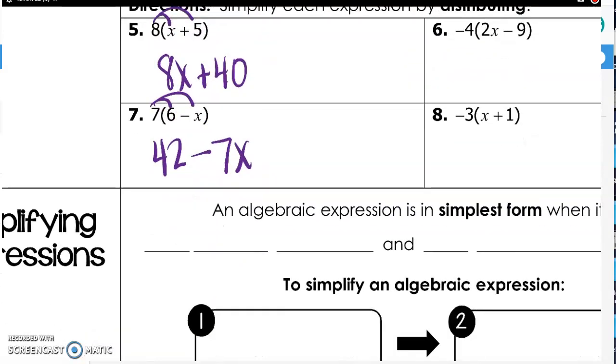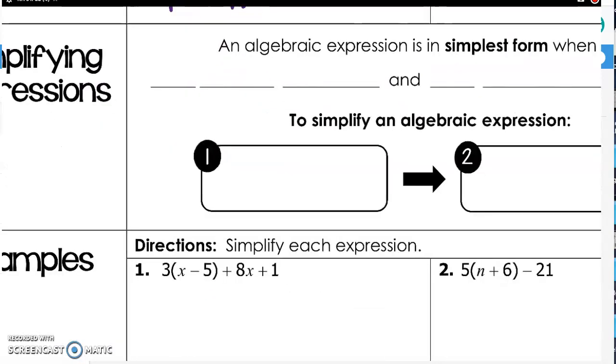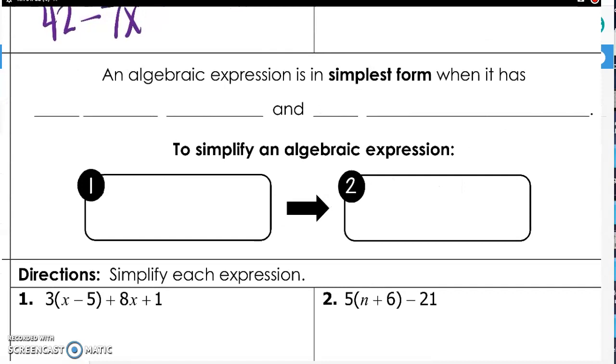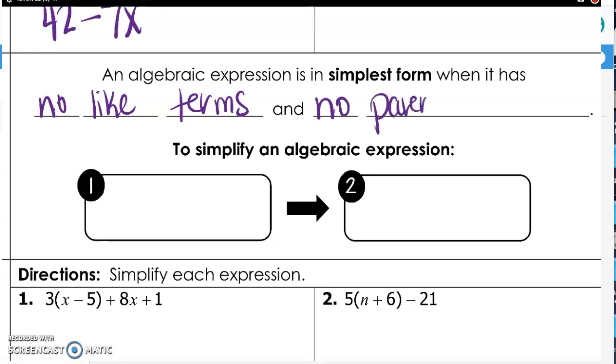So when we put those two things together, if you look down at number 1, we've got parentheses, and then we have things that are not in parentheses. So when things are completely simplified, how you will know that you are finished is there can be no like terms that you need to combine. So an algebraic expression is in simplest form when it has no like terms. It also cannot have parentheses.